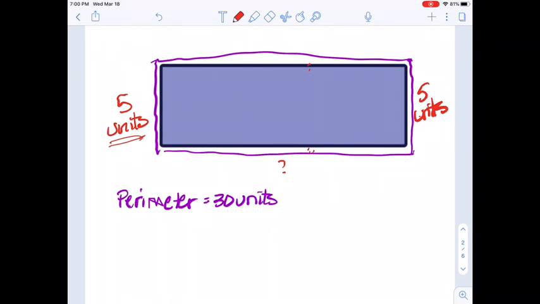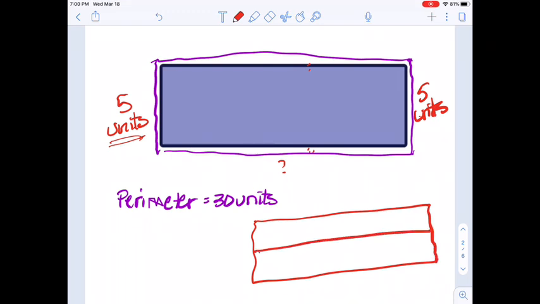What if I thought about this in a strip diagram? Here's my strip diagram, and you guys have worked with strip diagrams a whole lot this year. What's my total? Do I have a total? Well, isn't the perimeter the total distance around the figure? So my total is 30 units because that's my perimeter. So that's one thing. Now, do I have some parts that I could put in the bottom section of my strip diagram? I do. How many parts? I have 4 parts because I have 4 sides to my figure.